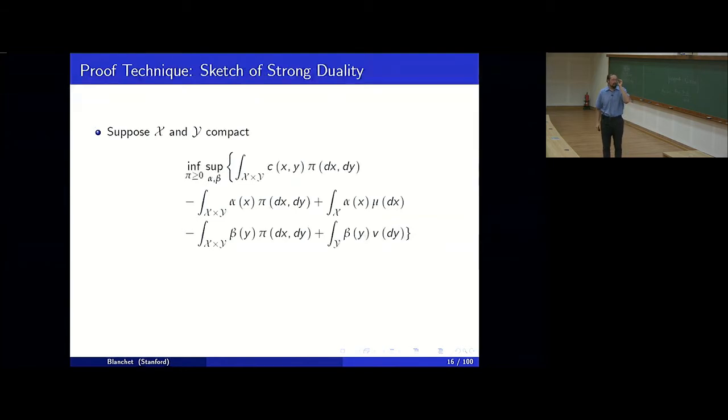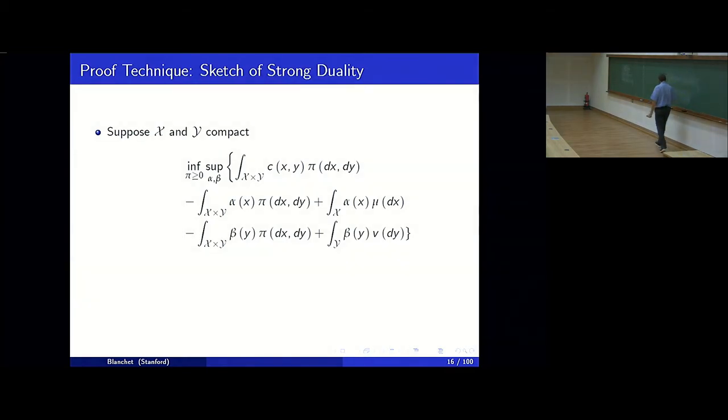Okay, so a little bit of the proof. What's the proof technique that goes with this? The main tool to prove the strong duality in this result is called Sion's min-max theorem. This is a very far-reaching generalization of von Neumann's min-max theorem. So I'm going to state it here.